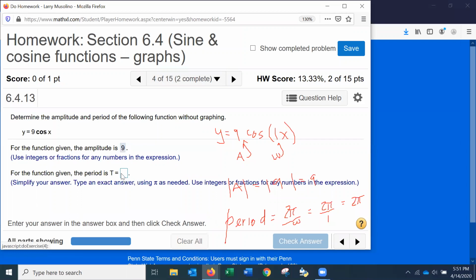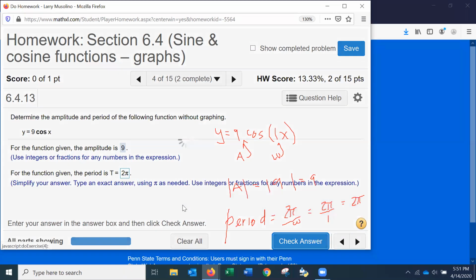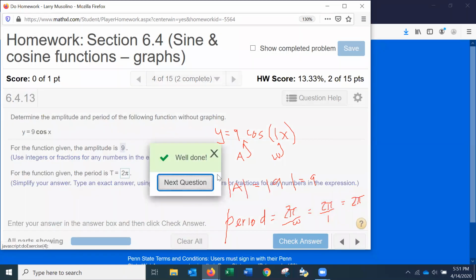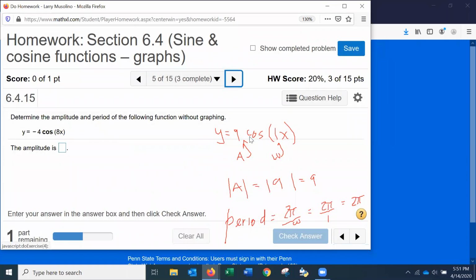And they ask us for the period. We came up with 2 pi. I'm going to grab pi from this menu on the bottom of the screen. And we have that one. Okay, maybe we can go to the next one. Let's do one more like this.